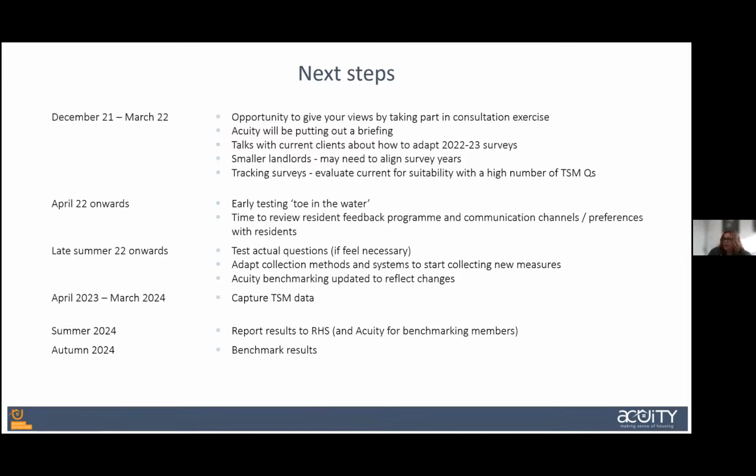Going into April, I would do some early testing if you're worried about some of those things. Start to have conversations with residents about whether they understand what they mean. Try and get some comms around different words that you may be asking questions on, so that they're aware of what you mean by that. And then, once we've got the actual TSMs, you might want to test those, you might not, you might want to wait, and then just make sure you've got systems in place ready for that launch in April 23.